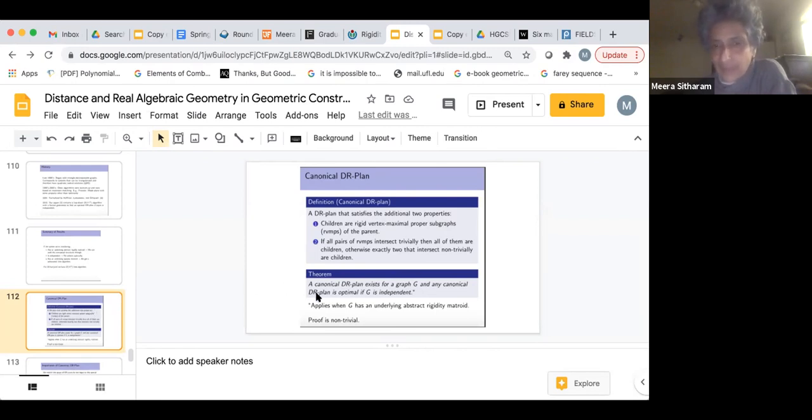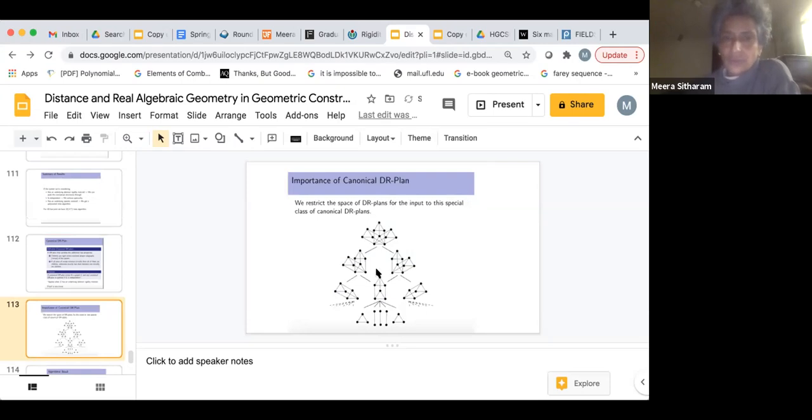Okay, so today what I want to do is give a quick overview of the algorithm itself and the idea of a canonical DR plan, and how that helps with the algorithm. But in terms of actually proving it, we're going to do that later, probably in the next class. I might also spend a little bit of time today talking about the bottom-up algorithm instead of the top-down algorithm, later in today's lecture.